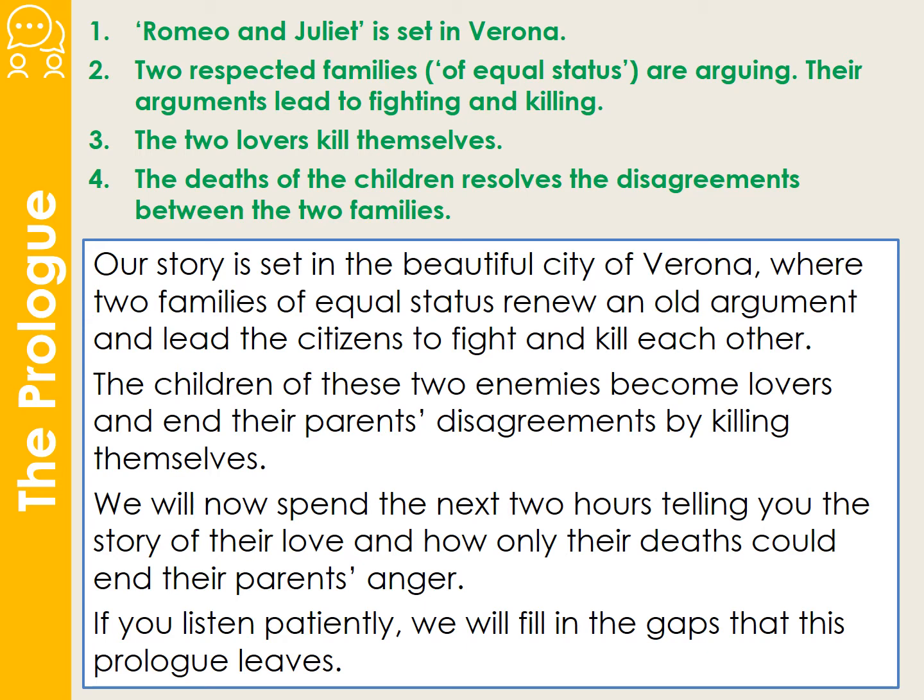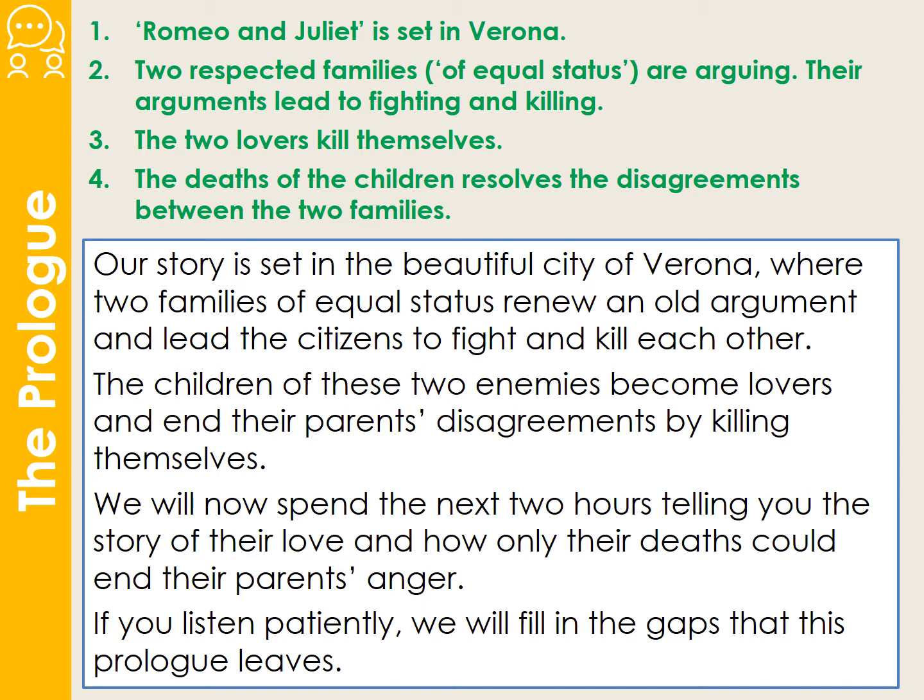And here are your answers. I hope you actually did pause it and write these down instead of just going through every page. Okay, so the answer to number 1, Romeo and Juliet, is set in Verona. Brava, if you got that right, well done. Two respected families of equal status are arguing. Their arguments lead to fighting and killing. Yes, I say status instead of status. The two lovers kill themselves. Not very nice. And the deaths of the children resolve the disagreements between their two families.